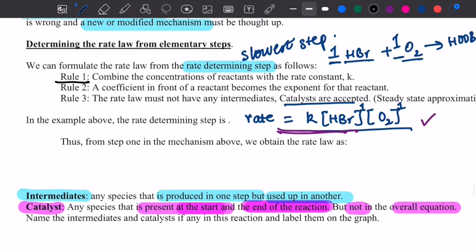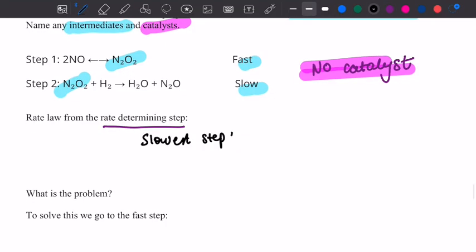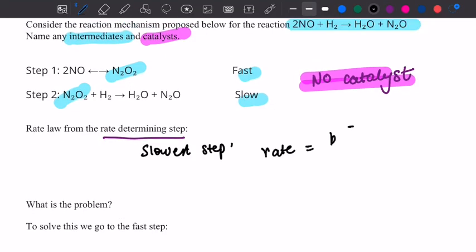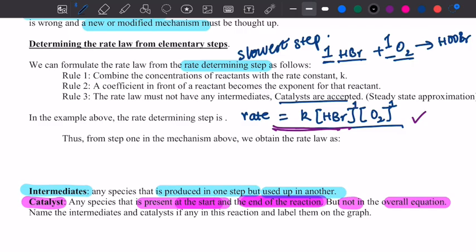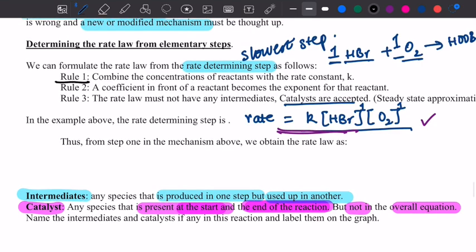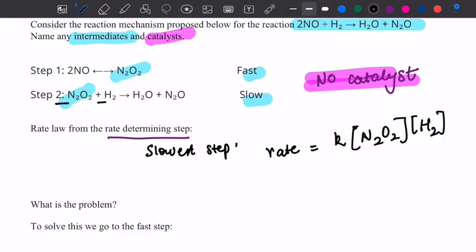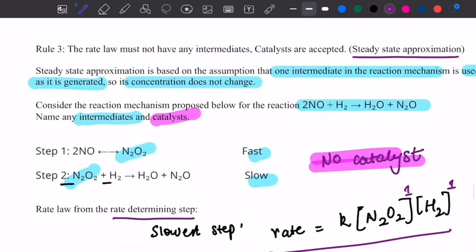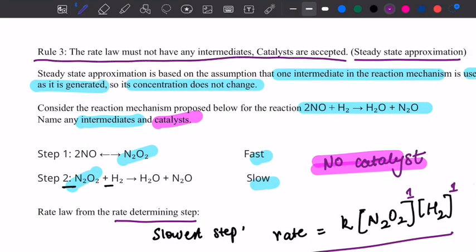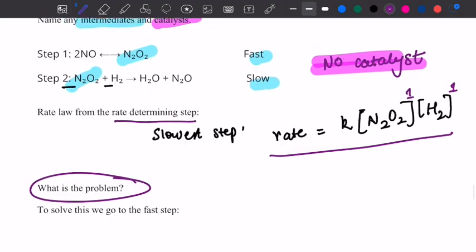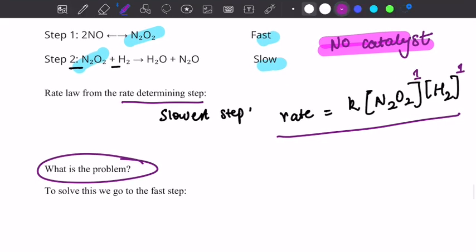Rule 1, combine the concentrations of reactants with the rate constant K. Let's do that. So I will say rate equals K times the concentration of N2O2 times the concentration of H2. And then rule 2 says write the coefficients in front of the reactants as exponents. Well, they are both the implicit or implied 1, 1. So that's my rate law. But wait, there is a problem. The problem is rule 3, the rate law must not have any intermediates. Catalysts are okay. Well, N2O2 is actually an intermediate. So we cannot have N2O2 in the rate law.